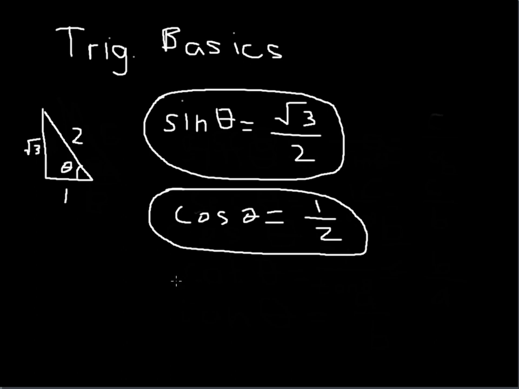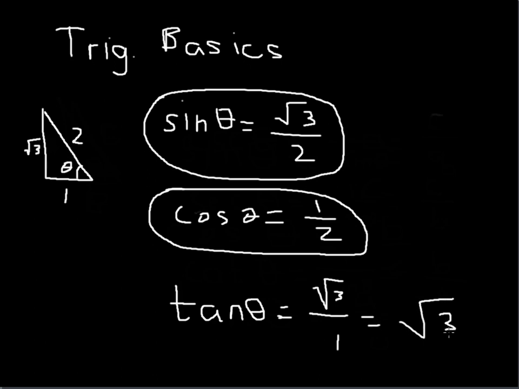Now let's find tan theta. For tan theta, you need to do the opposite over the adjacent. And so you'd get root 3, which is your opposite, over your adjacent, which is 1. So that's equal to root 3. Good job if you got all of these right.